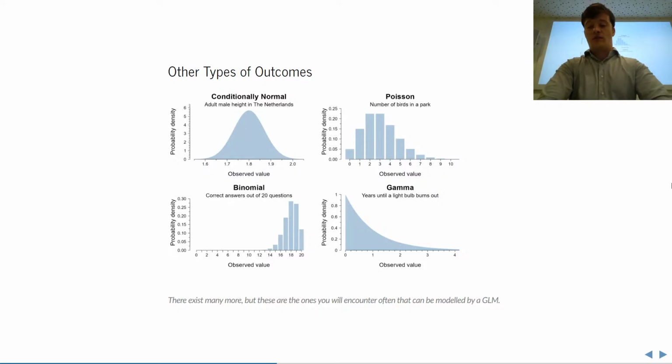Now, there are other types of data that still can be modeled with a generalized linear model, but that aren't part of this course. For example, the exponential distribution, which is a simple version of the gamma distribution. That's basically any outcome that is positive, and it can have a right skew. So it can look like a normal distribution, but it cannot be negative. And it can also look completely like this, so it can be extremely skewed.